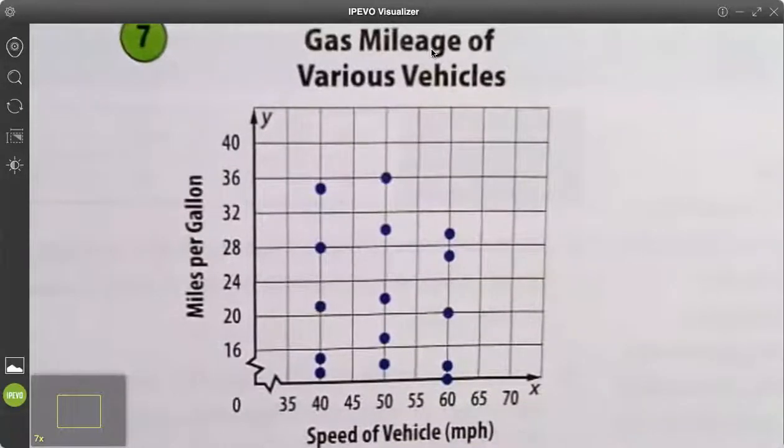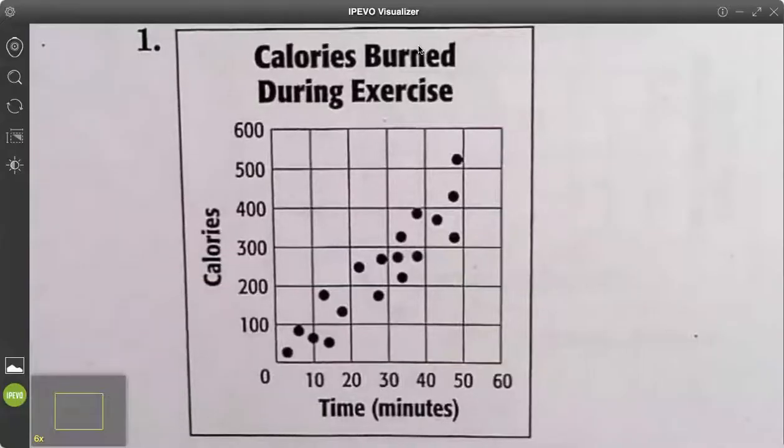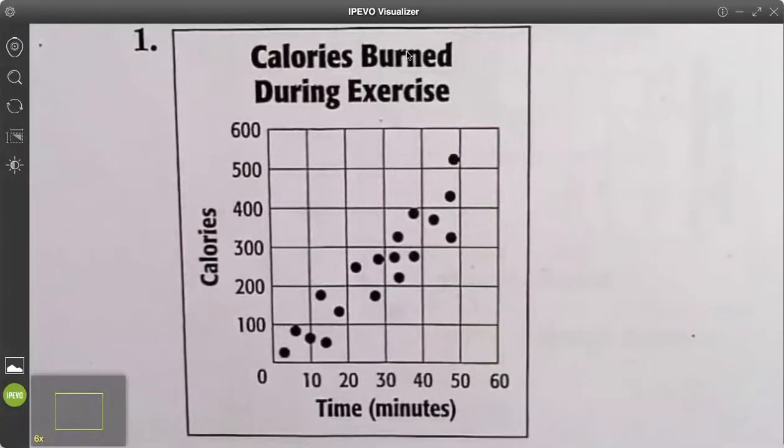Think about your answer to this one. The answer to this one is there is no correlation between the speed of a vehicle and its miles per gallon. No correlation. Let's do some more. These are quick and somewhat fun for me. Think about your answer for number 1. Number 1 is obviously a positive correlation.